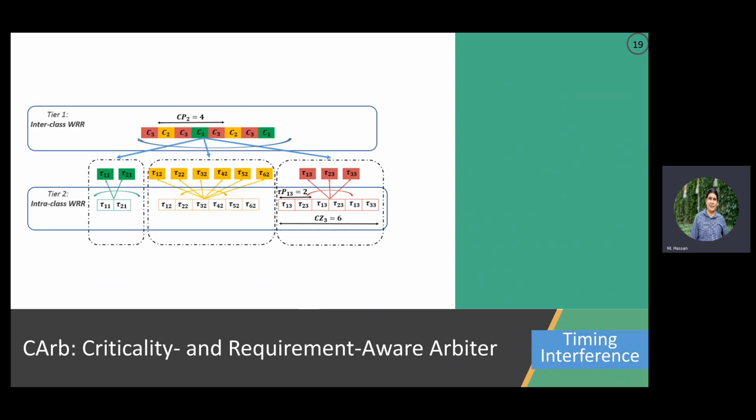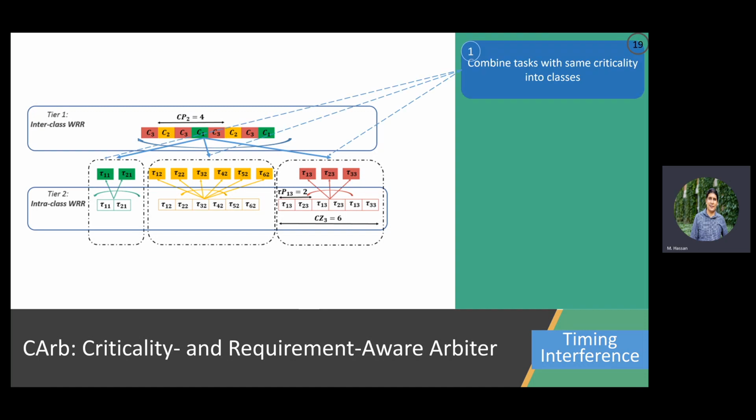In the second tier, within a class, the tasks have the same criticality, but you don't necessarily need the same requirement, right? So in the second level, you address the requirement problem. You go within a class, look into the requirements of the tasks of that class, and schedule them using harmonic weighted round robin. So you start by scheduling the classes correctly and then go to the second level and schedule the requirements.